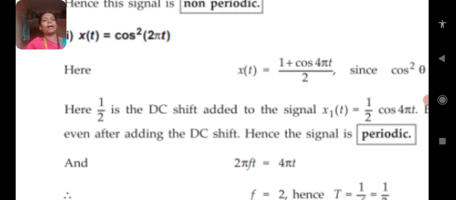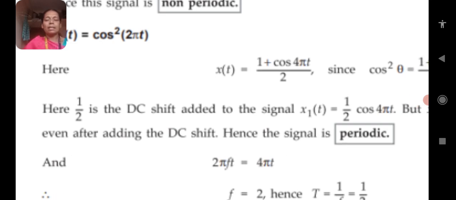So here this 1 by 2, or 0.5, is a constant value. This is not any trigonometric function or any variable signal, right? This 0.5 is a constant value, meaning this 1 by 2 is a shift added to the cosine signal, half of cos 4 pi t.